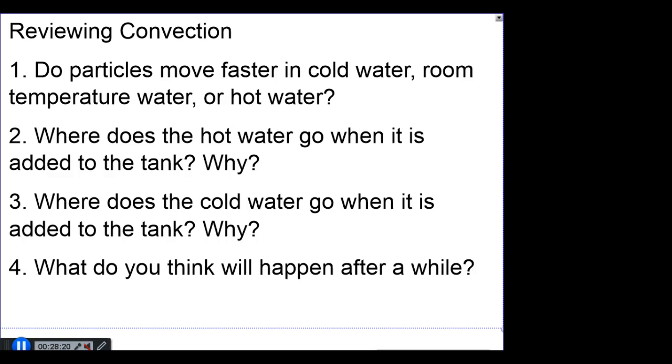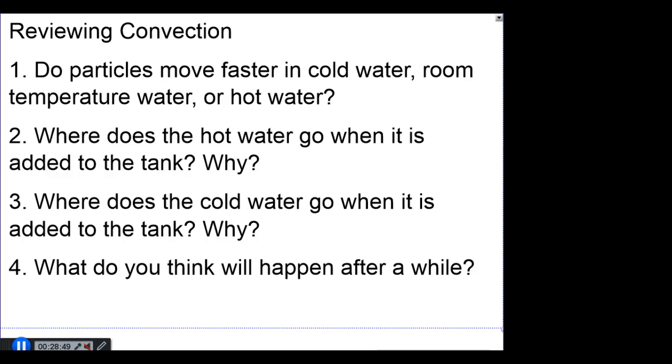I have 3 containers of water. I have the hot water here, which I have added red food coloring to. I have room temperature water. It's been sitting for about an hour and a half to try to get to about 20 degrees Celsius. And then I have this cold water, which has had ice cubes sitting in it for a while to try to get as cold as possible.